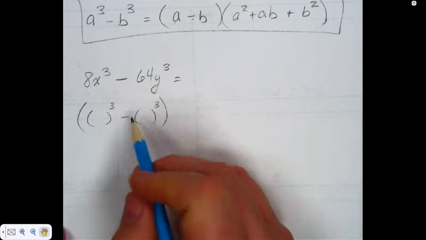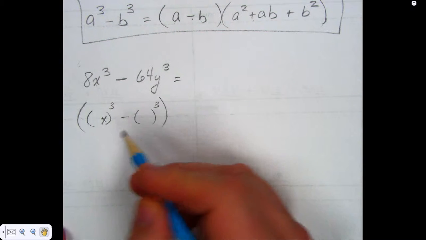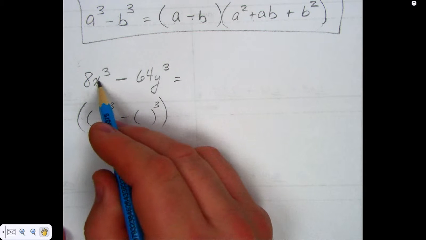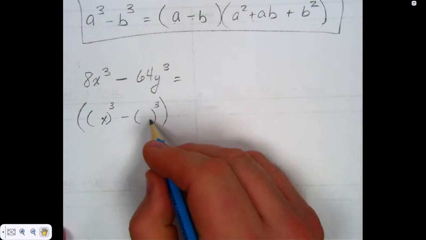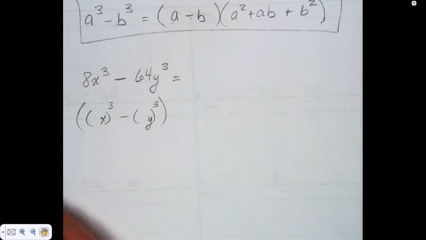Are the variables the easy part? What's the variable here? Does everyone agree? Because x times x times x is x to the third, right? What's the variable here? Okay, that's easy. The number is what can be a little harder.